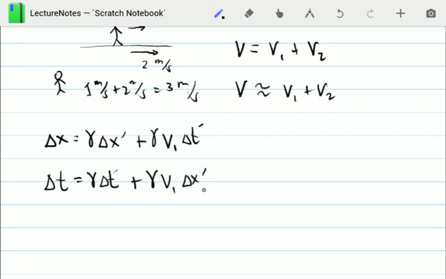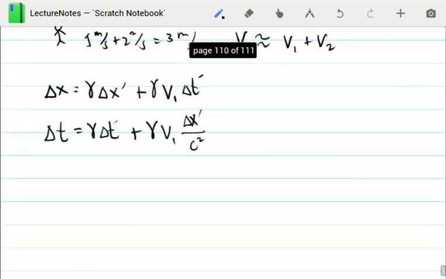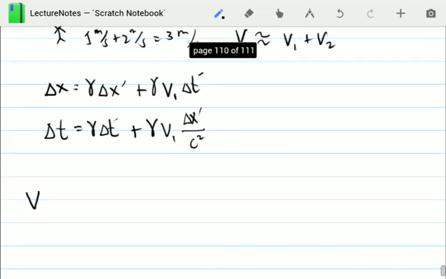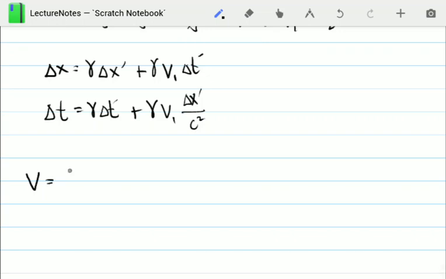Wait, let's not work in natural units, so I believe there's a c squared factor there. Basically, when we derive this, the velocity seen by an observer not on the platform, let's call it v, is the displacement of the object being looked at, divided by the time interval it took for that object to move. That's by definition the velocity.